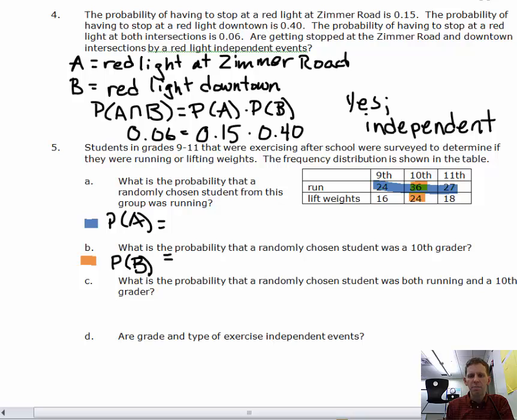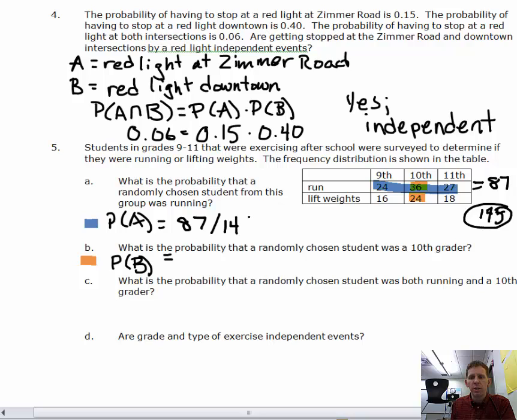For part A, we need to know how many students were running altogether. So if you add these three numbers together, you do get 87. And you also need to know the sample size or the sample space here by adding all of these entries together in the table. The total in this table is 145. So the probability a randomly chosen student from this group was running is equal to 87 over 145.